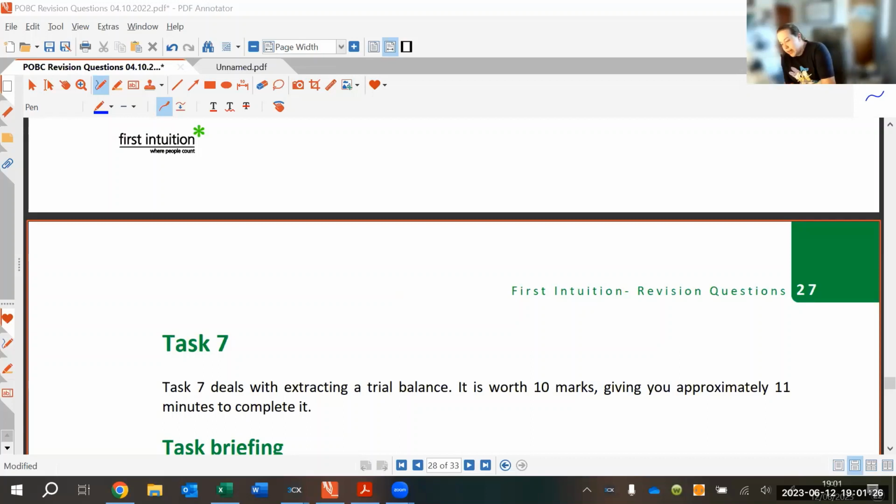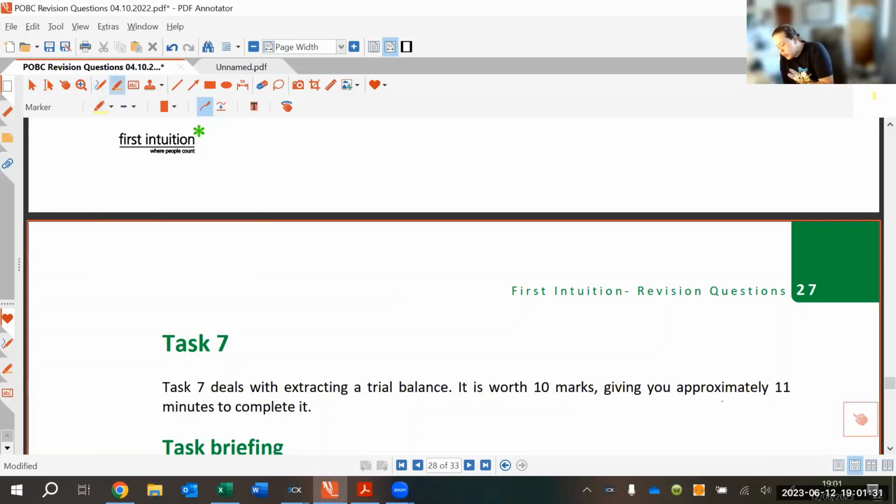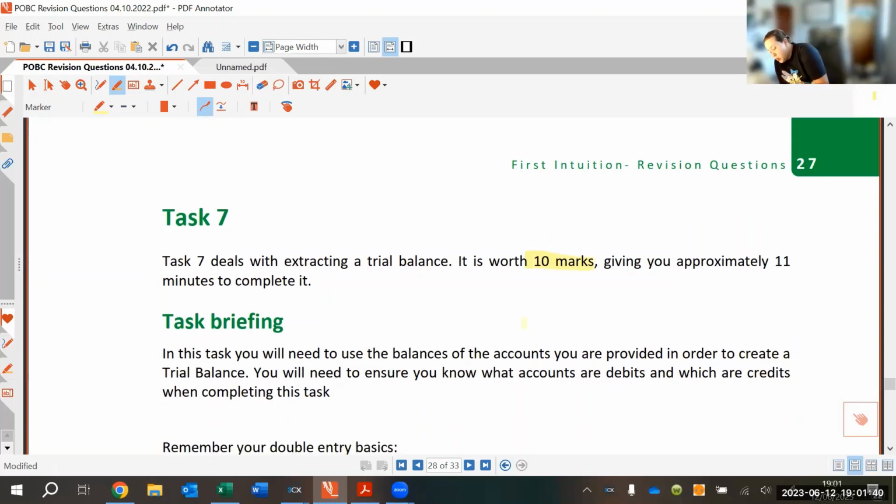So first of all, task 7, let's get the highlighter going. Another 10-mark task, and we are looking at extracting a trial balance. We're going to be given a selection of accounts to balance off, and it's about taking those balances over to the trial balance and placing them in the correct column. So you really need to know which accounts are credits and which are debits.